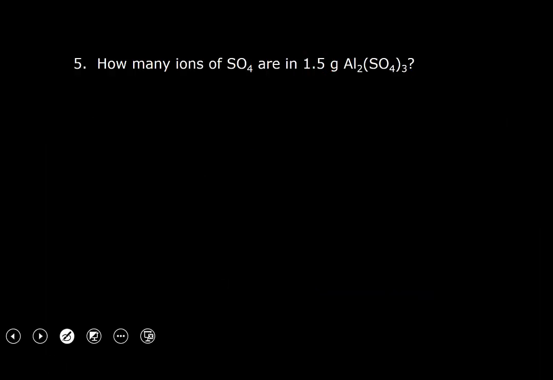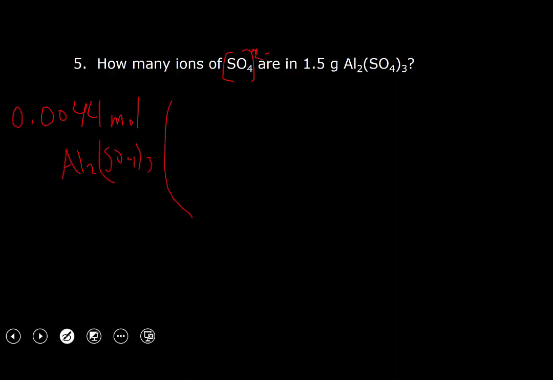Okay, number 5. How many ions of sulfate are there? Technically, this should have brackets around it with the charge. So how many ions of sulfate are in 1.5 grams of aluminum sulfate? Again, we're going to start out with our answer from number 2, 0.0044 moles of aluminum sulfate, and we're going to end up with ions of SO4.